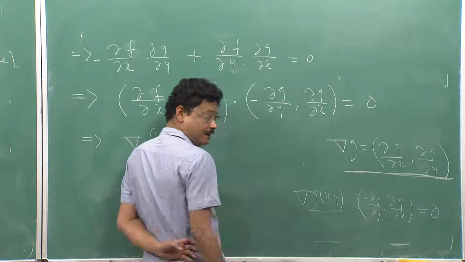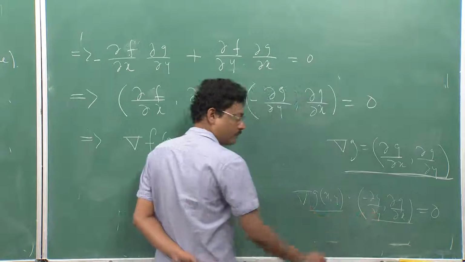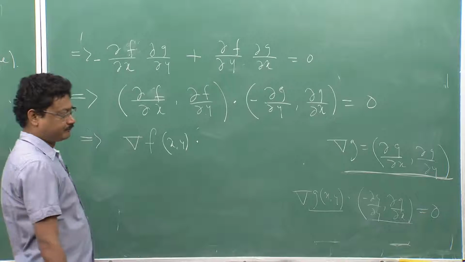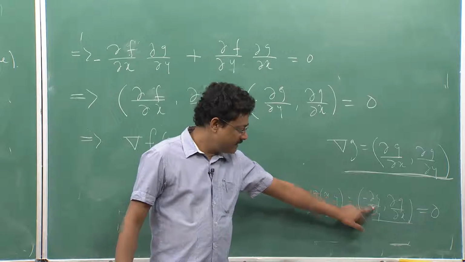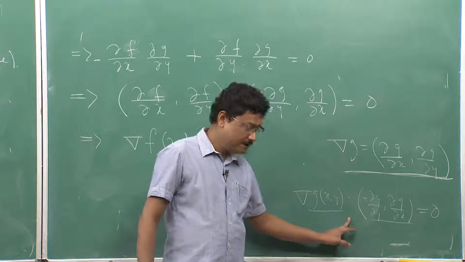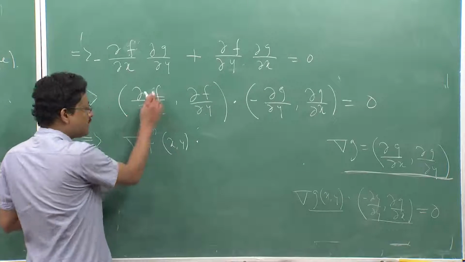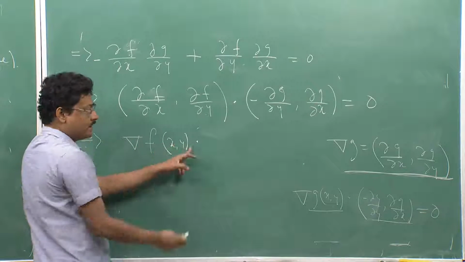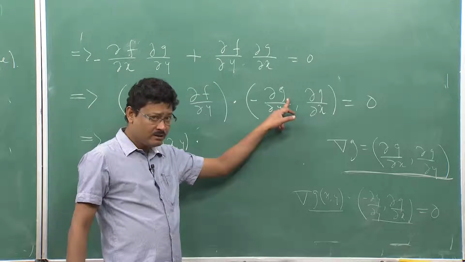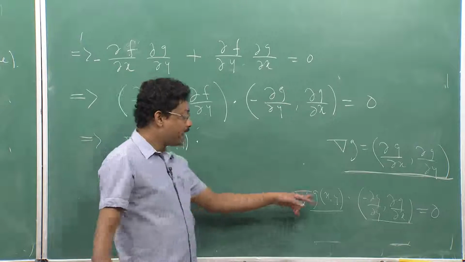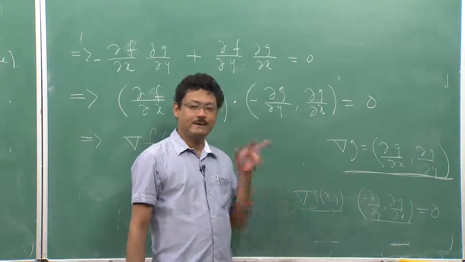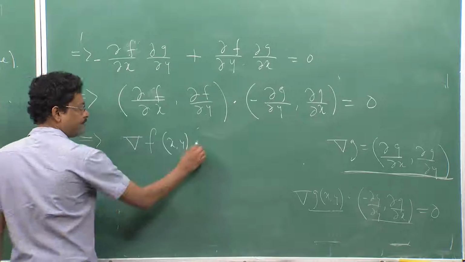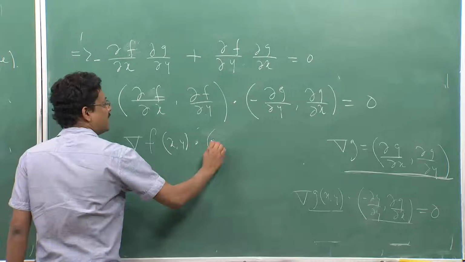So, this is the gradient, and this vector (minus ∂G/∂y, ∂G/∂x) is orthogonal to the gradient. But here I have an inner product, and this is 0. So, grad f at (x, y) is orthogonal to this vector, which means it is parallel to grad G at (x, y). Okay, so let me write it here.